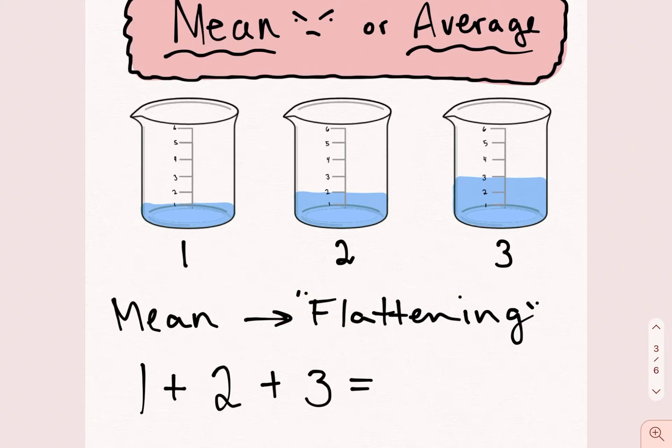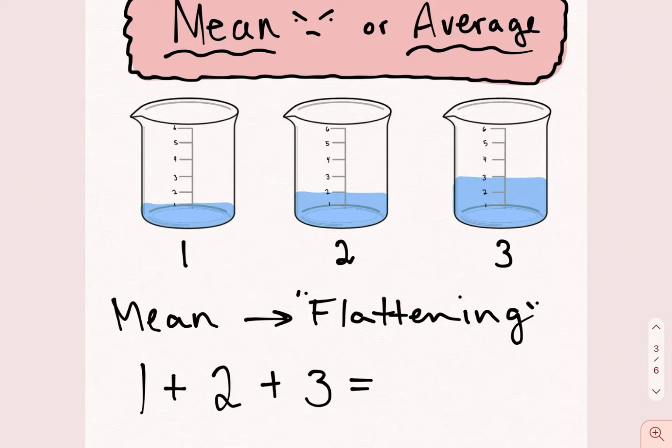So to illustrate this, to show you what that means, I've got some water in 3 beakers here. These are big beakers. This one contains 1 liter of water. This one contains 2 liters of water, and this one has 3 liters of water. The question I'm going to try to answer here is, what is the average amount of water between these 3?